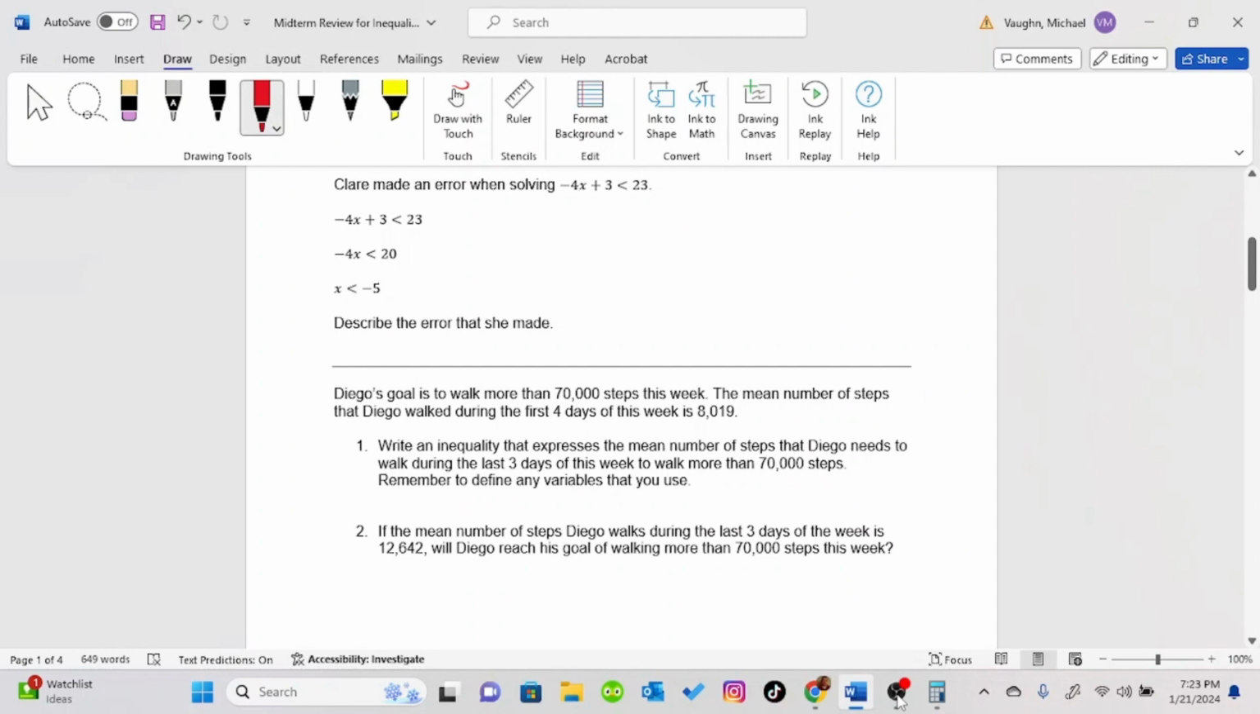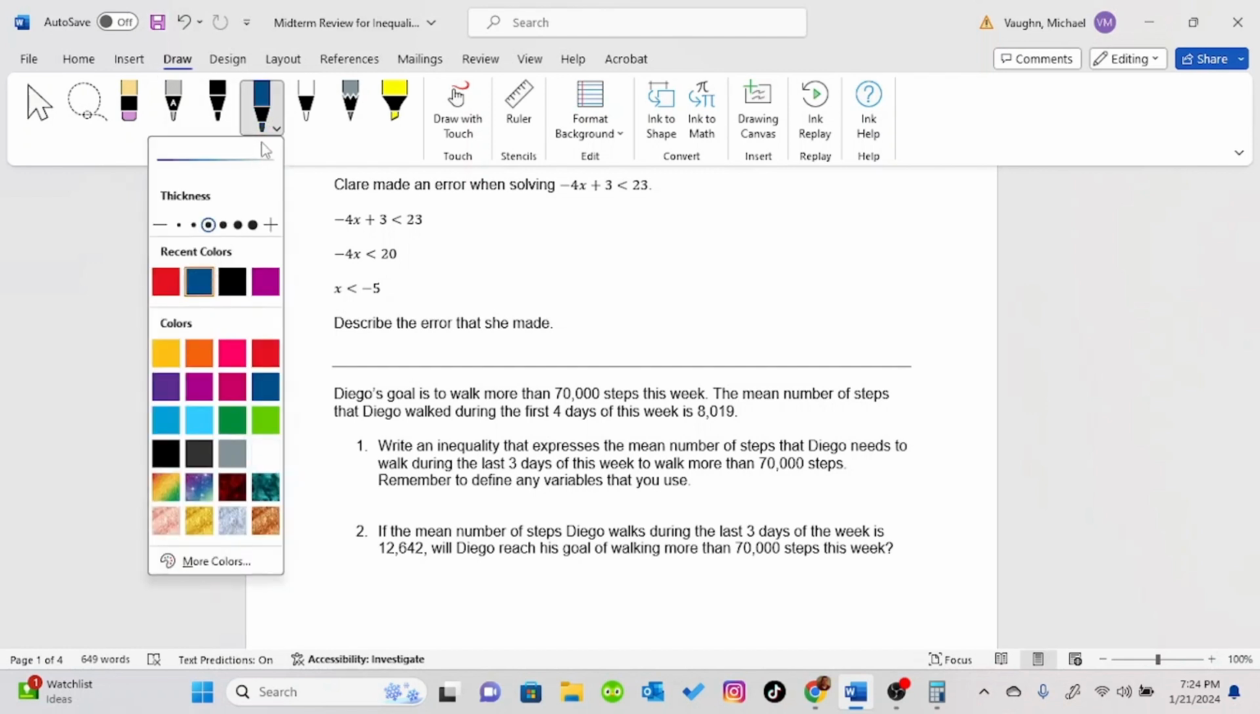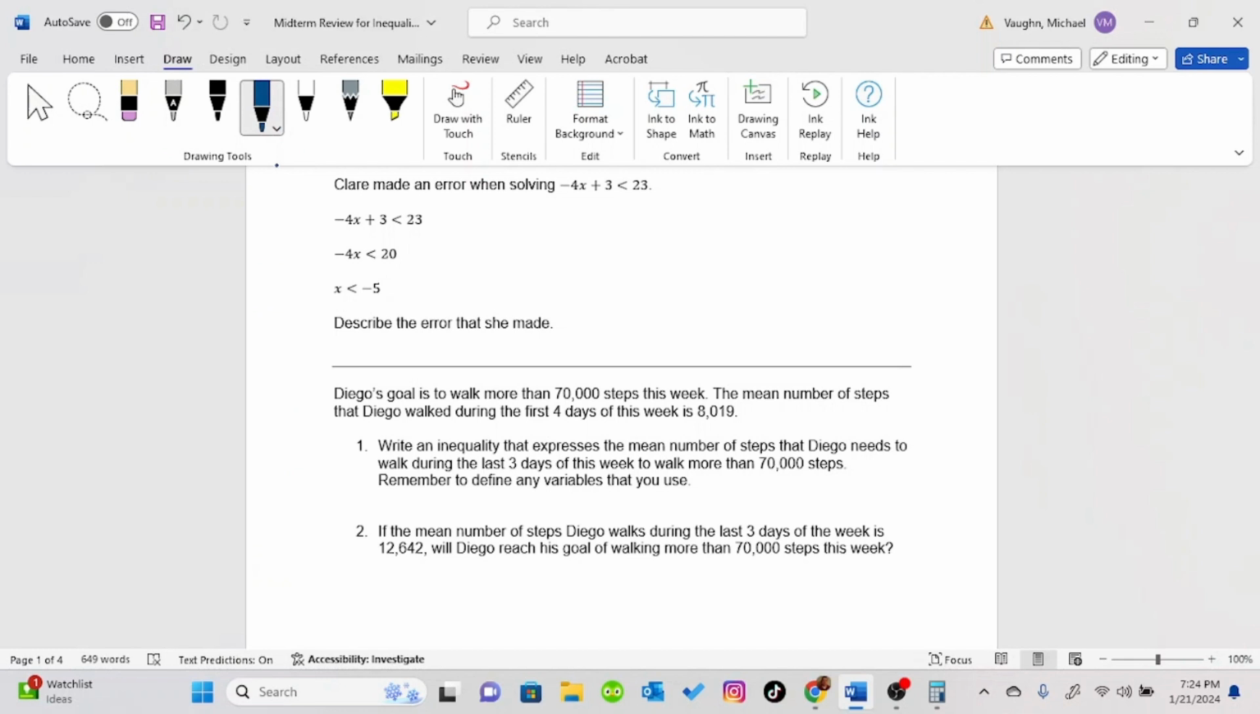Claire made an error when solving -4x + 3 < 23. They show us the steps that she made, and they want us to describe the error that she made. So if we look in her first step, she subtracted 3 from both sides. This kept it equivalent, so that is still good.